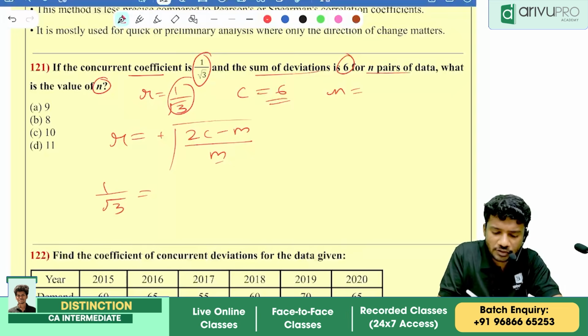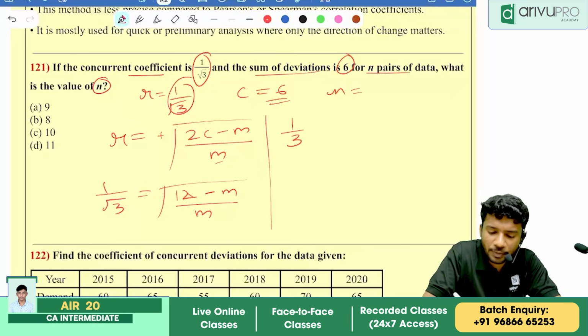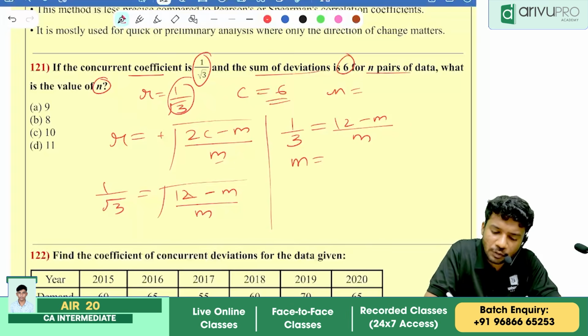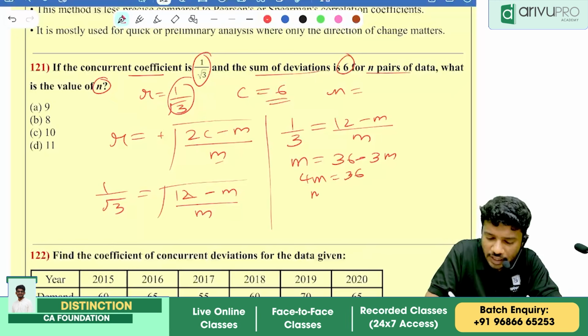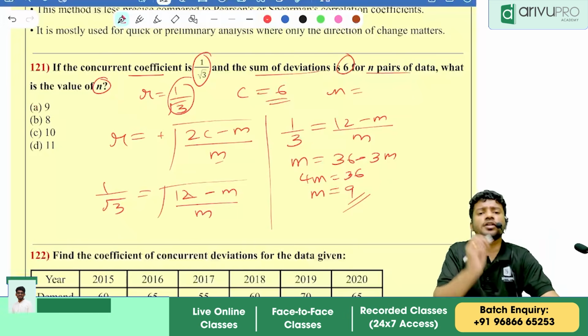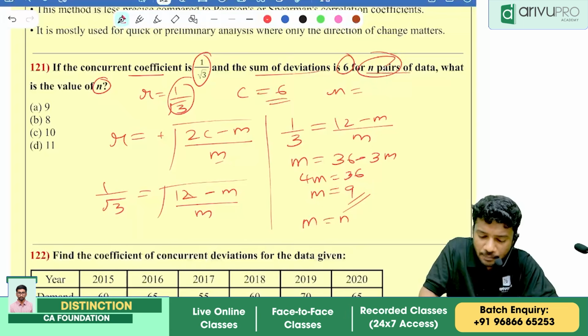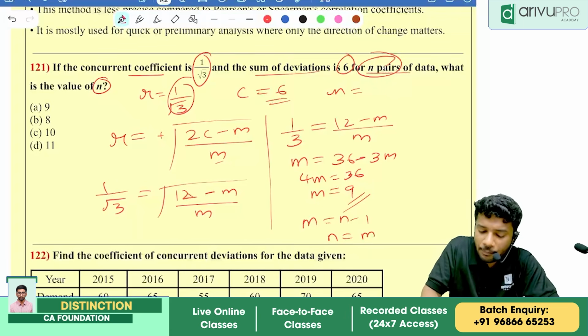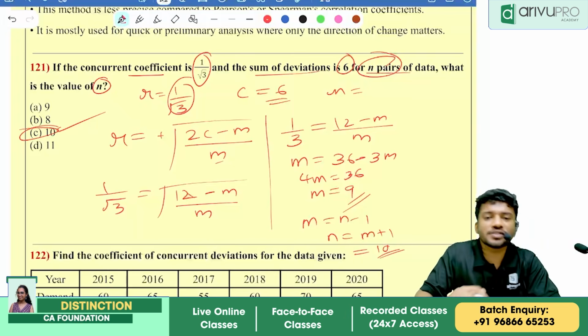1 by root 3 is equal to root of (2 into 6, which is 12, minus M) divided by M. Square both sides. It will become 1 by 3 is equal to (12 minus M) divided by M. Cross multiply. M is equal to 36 minus 3M. So 4M is equal to 36. M is equal to 9. People, don't go and mark A as the answer. No. They are asking for N. M is equal to N minus 1, correct? Then N will be M plus 1, which is 10. Option C is the answer.